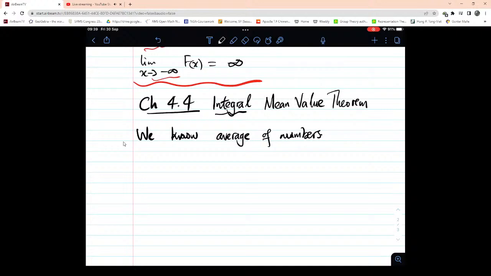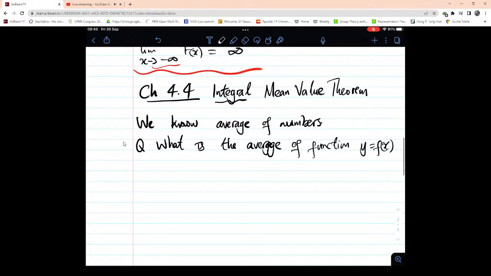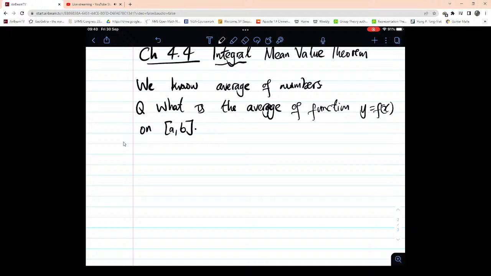And so what we want to answer in this part is: what is the average of a function y is equal to f of x on some closed interval a b, right? That's really the question we want to answer.